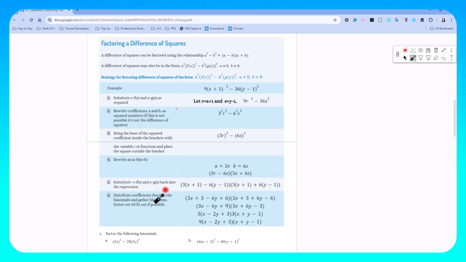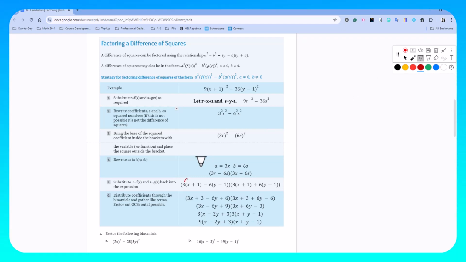So wherever there's an r, we're going to put f of x, which is x plus 1. And wherever there's an s, we're going to put y minus 1 back in. So we get this expression right here. Now, lots of bracketing, so you want to take care. The next thing we want to do is simplify, and we're going to do that by distributing all of these things through. So let's get out a little pen here.